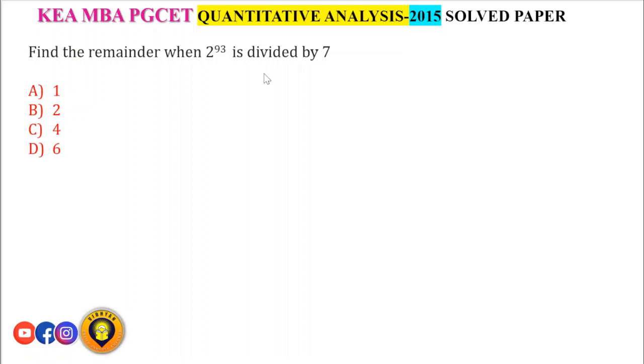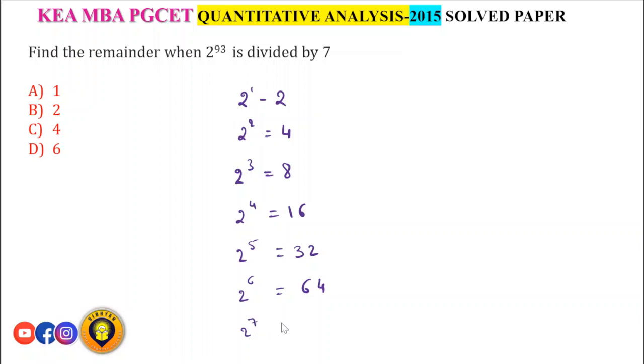Find the remainder when 2 to the power 93 is divided by 7. So you know that 2 power 1 is 2, 2 power 2 is 4, 2 power 3 is 8, 2 power 4 is 16, 2 power 5 is 32, 2 power 6 is 64, 2 power 7 is 128. Correct? See, after every 4 powers, the cycle is repeating. The last digits are 2, 4, 8, 16, 2, 4, 8. Again 2 power 8 will be 256. So this is repeating. Okay, now leave that.